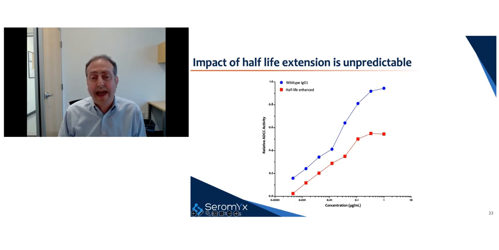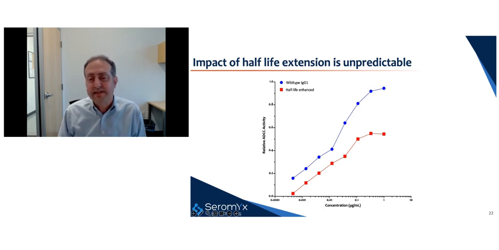Turning now to half-life extension, Fc modifications that extend half-life have several advantages, most notably for the patient. Longer half-life means less frequent dosing, which is a significant advantage for patients that have chronic conditions that require repeated administrations of the antibody treatment. Fewer treatments and healthcare visits can also lead to cost savings for healthcare systems and patients.